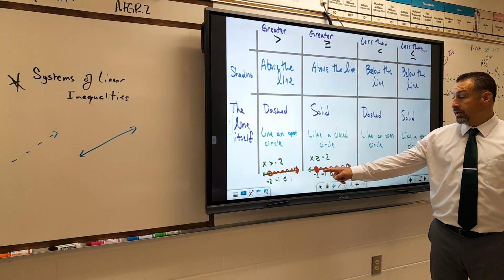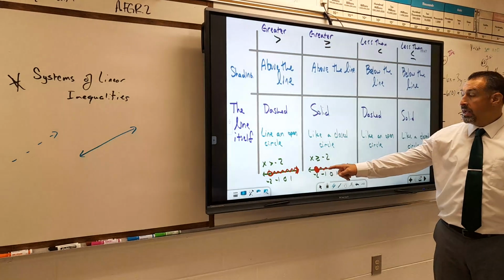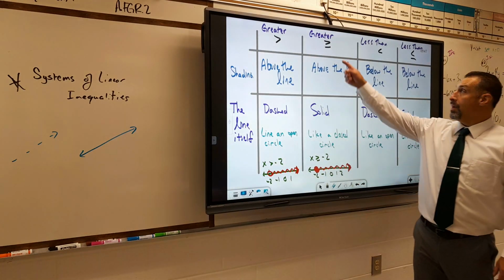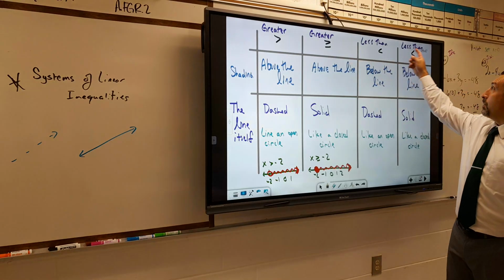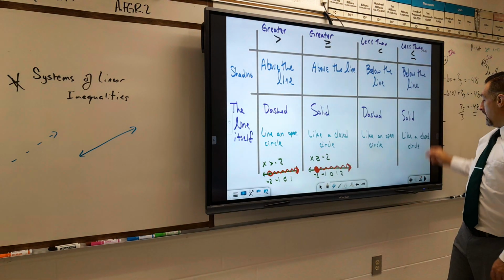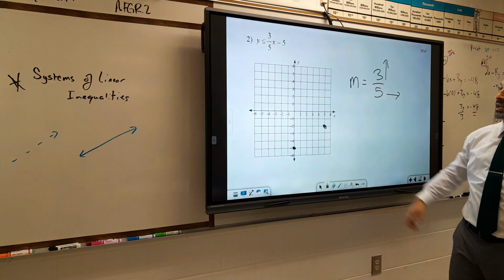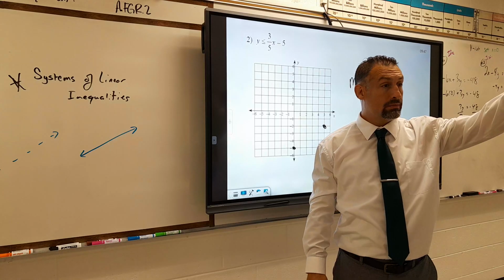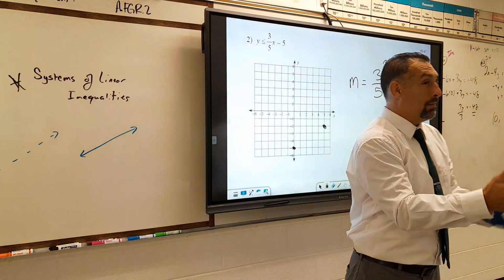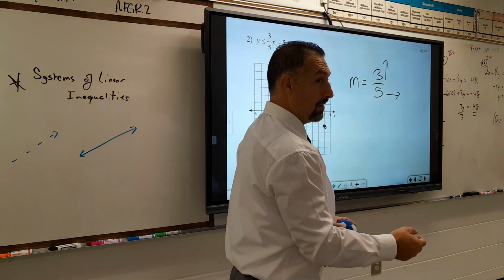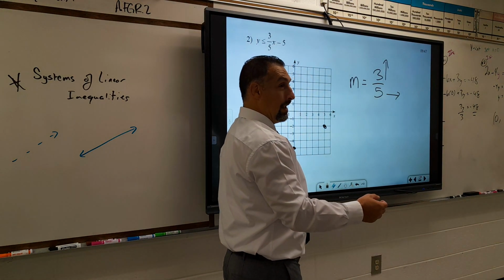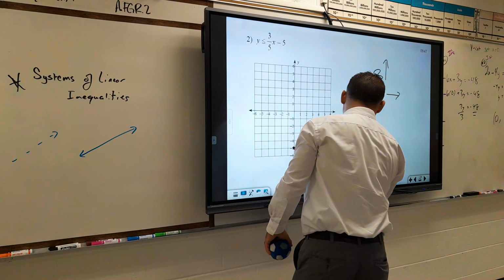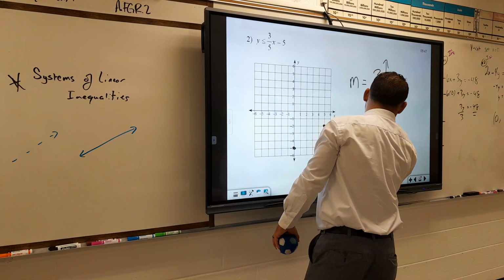Okay, solid is just like a closed circle, and that happens with the equal to symbol. And we have an equal to symbol. Same with this one. It's solid. So ours in this case is less than or equal, so that's why our line is solid. I'm going to ask you that question again later. If it doesn't have the equal, it's dashed. But ours has the equal, so we have a solid line.